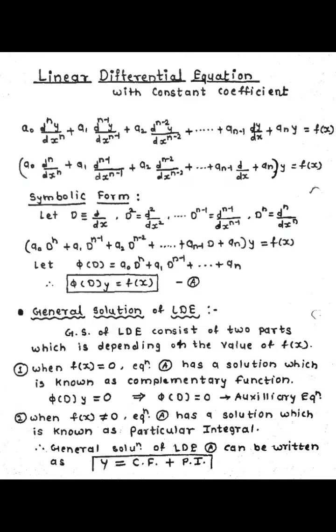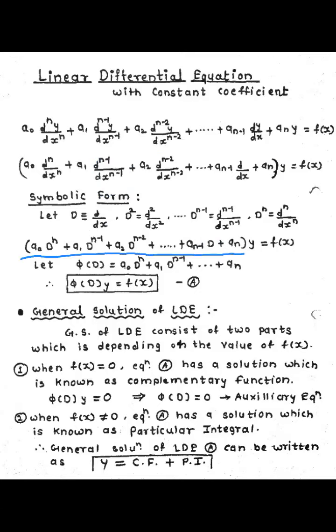Here d raised to n upon dx raised to n is just replaced by D raised to n. Similarly, replace d raised to n minus 1 upon dx raised to n minus 1 by D raised to n minus 1. In this way, you can replace d by dx by D, and plus an as it is, the y term as it is, and f of x also as it is. So we obtain a symbolic and simple form.